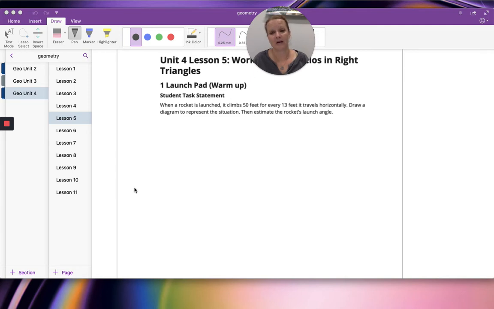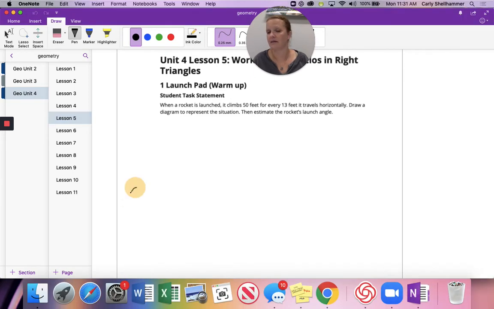So, I'm not going to even try to draw what's going on here. Basically, we have a rocket, put some fins on there, there we go. Why not? So it is shot in the air, and for every 50 feet it climbs vertically, it travels 13 feet horizontally. Draw a diagram to represent the situation. There we go. Then estimate the rocket's launch angle.